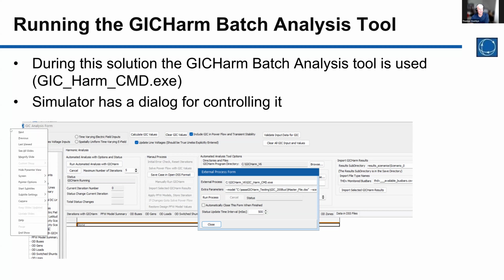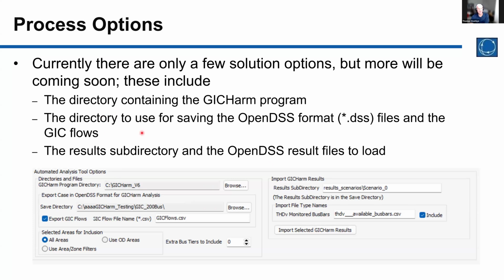And then GICHarm has, you just set extra parameters, and I showed the extra parameters that are there. Then you click run process, and the dialog sticks around until it's done. If you want, you can automatically close the dialog when it's done. Okay. So there's several options here, and you'll see some of the options. There's actually more options available that we just have not yet set up displays for, but that's all coming.